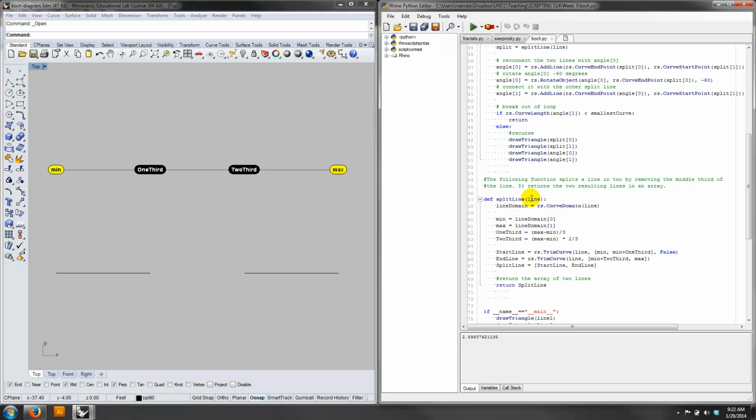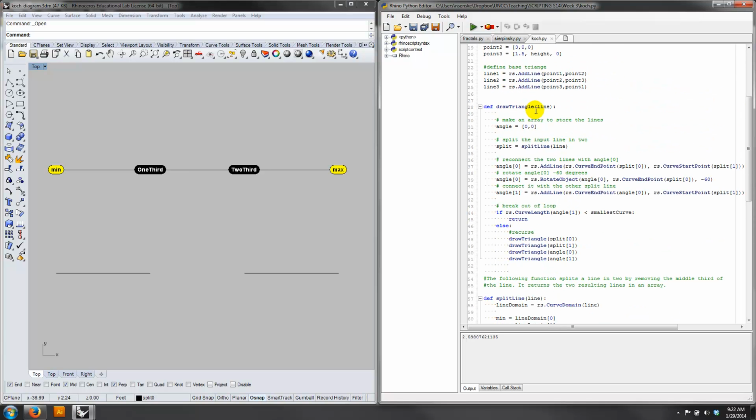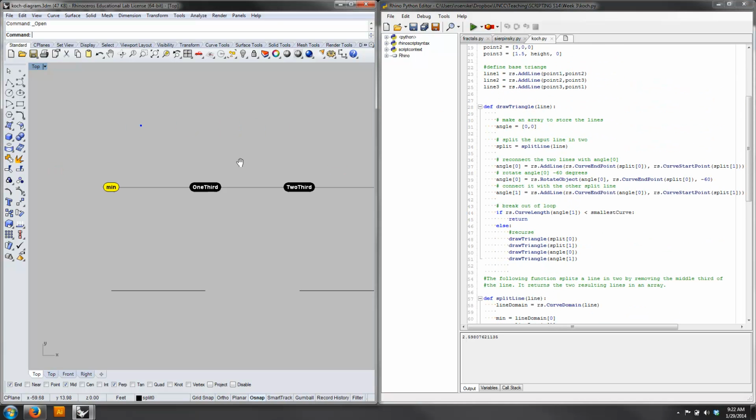So what we get when we put a line in is a list with the 2 segments of that line at index 0 and index 1. Okay, that's what that does. Let's go back now to draw triangle and see how that works. So take a look at this here. We make an array to store the lines. We're just going to put 2 empty things in there for angle.